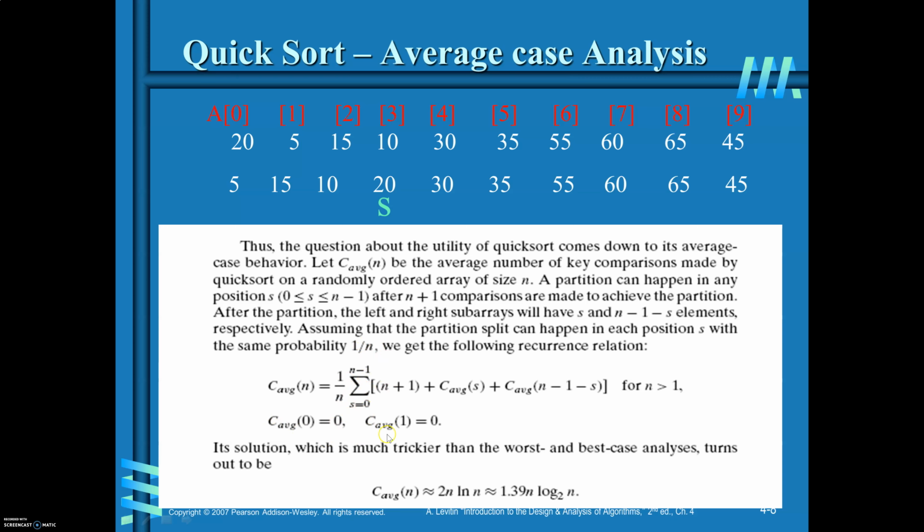split positions. In the average case, the number of comparisons is equal to 1 by n summation s equals 0 to n minus 1, because the split can happen anywhere in the array from 0 to n minus 1 with equal probability 1 by n. The number of comparisons required to find the partitioning position is n plus 1. With that, you will be getting two subarrays. Once you find the partitioning position s, you will be getting two subarrays: the first subarray containing s elements and the second subarray containing n minus 1 minus s elements.